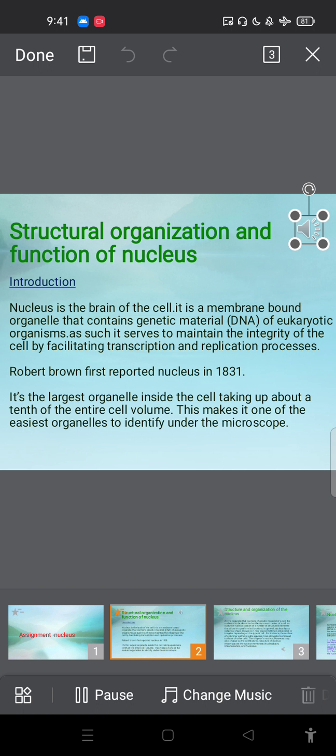Robert Brown first reported nucleus in 1831. It's the largest organelle inside the cell, taking up about a tenth of the entire cell volume. This makes it one of the easiest organelles to identify under the microscope.